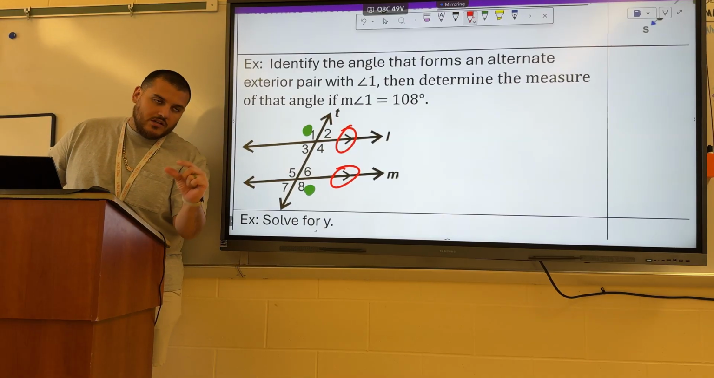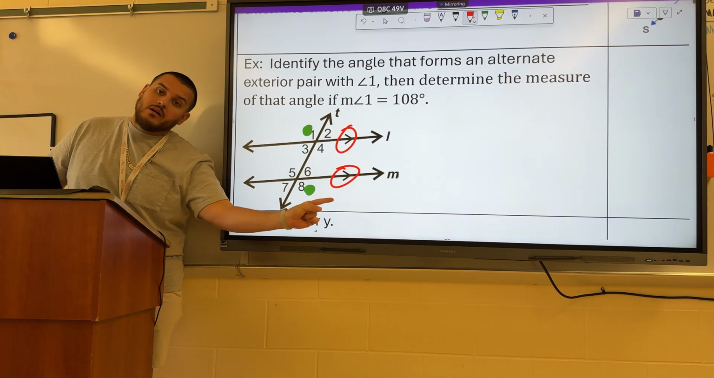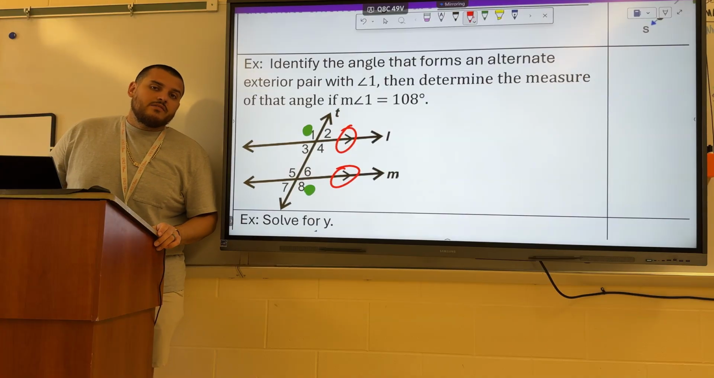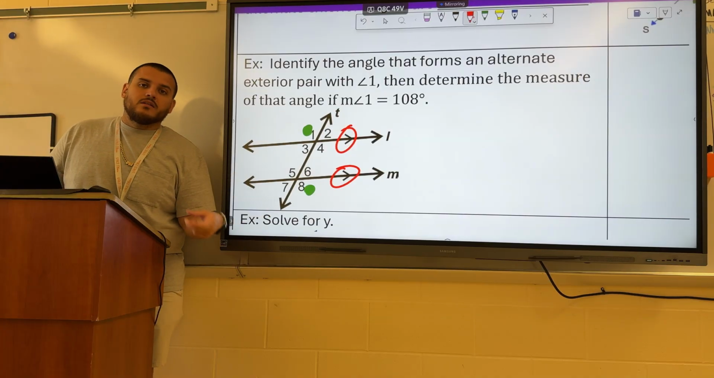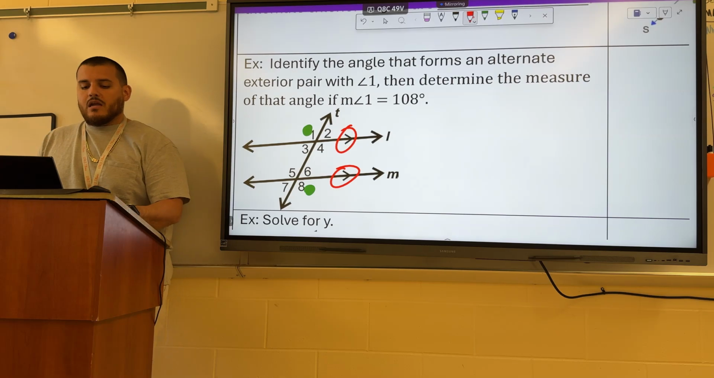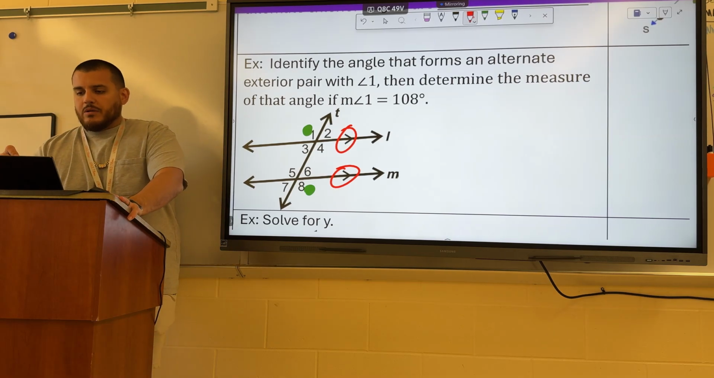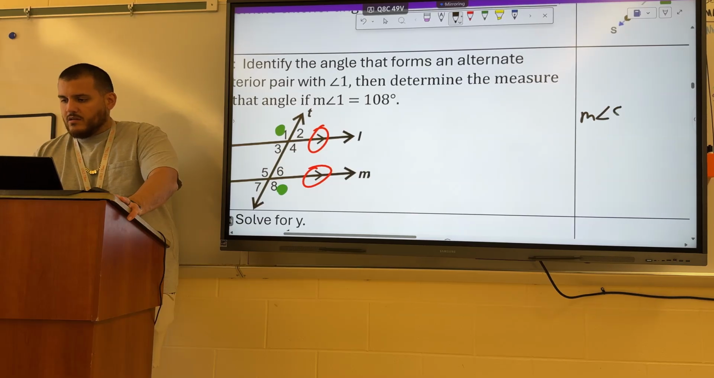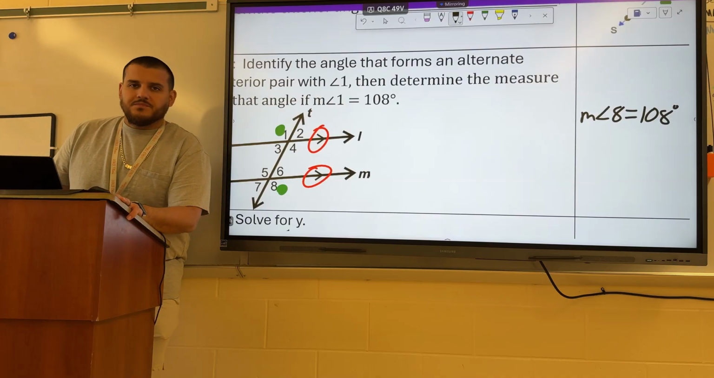Again, one more time to stress the importance. If we didn't know these were parallel, it would be impossible for us to find the measure here of angle 8. But because the lines are parallel, we're learning here that alternate exterior angles are congruent on these parallel lines. They have to be equal in measure, so that means the measure of angle 8 must also be 108 degrees.